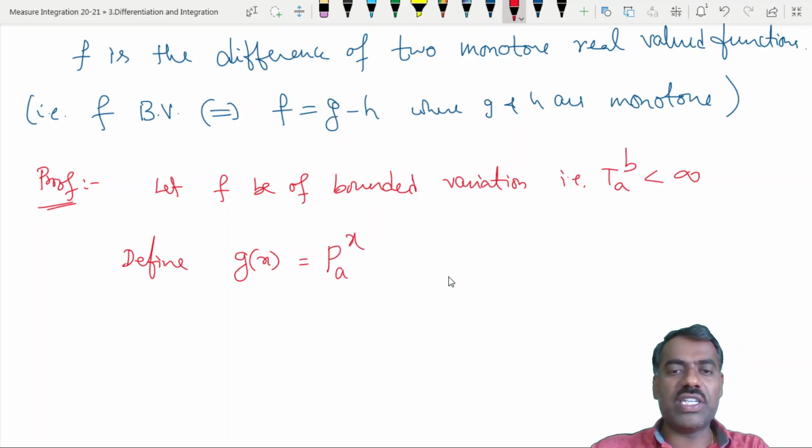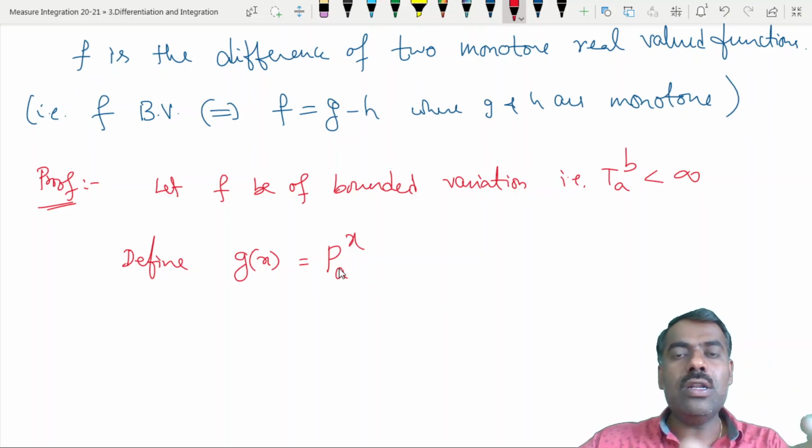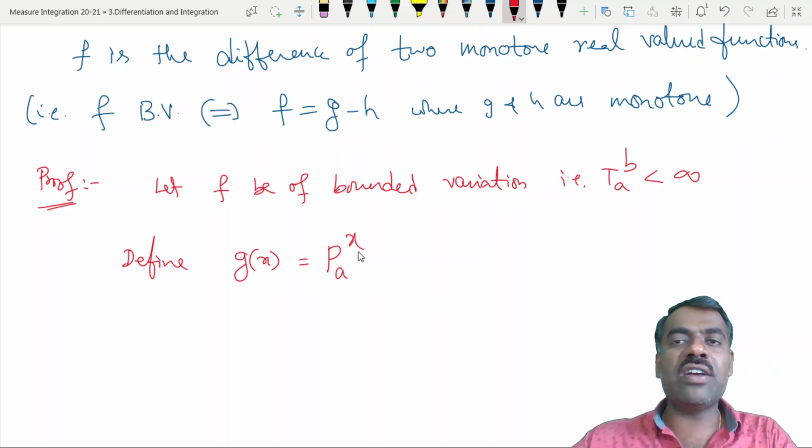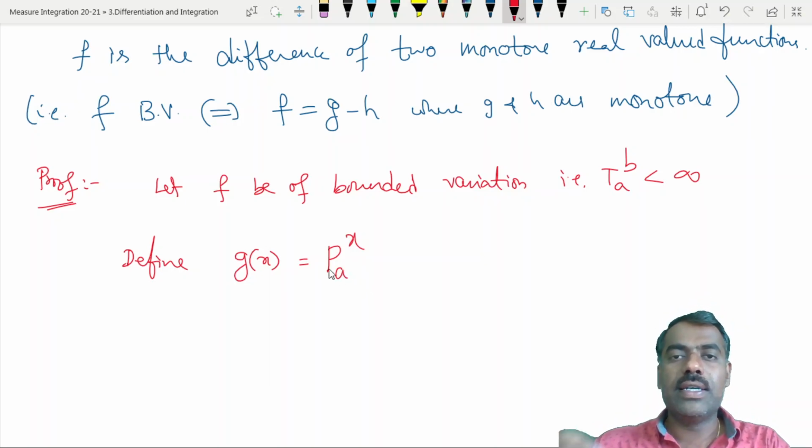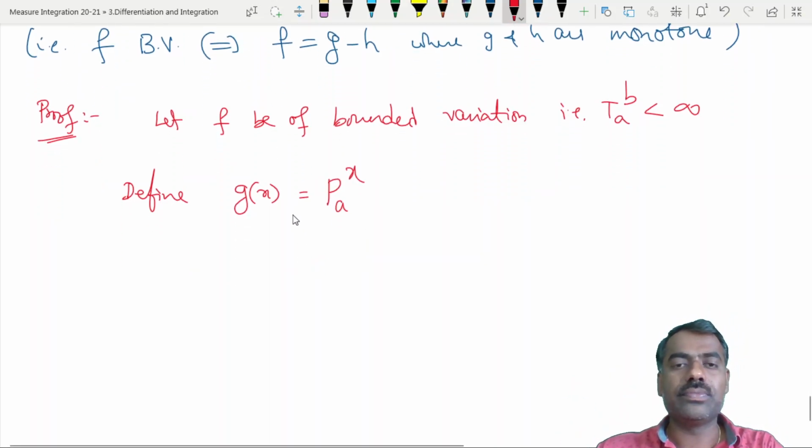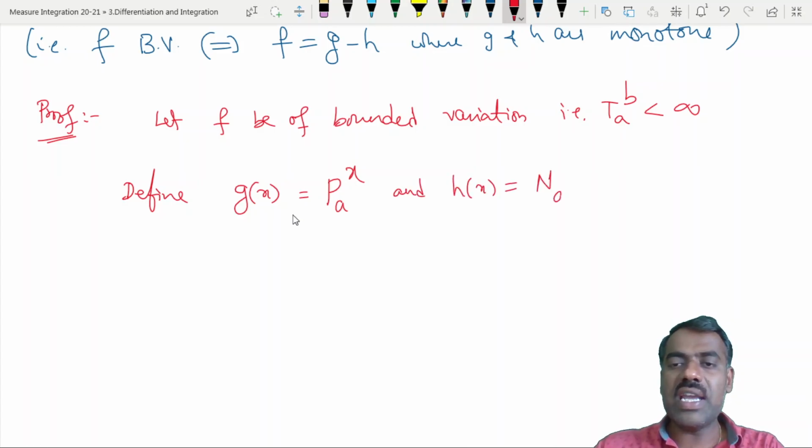We know already this notation, right? What is meant by this one? It is the supremum among all those positive values defined on the interval, for a partition of [a, x]. We are defining g(x) this way. Is this clear? Yes or no? And h(x) as this N_ax. What does this P_ax denote?